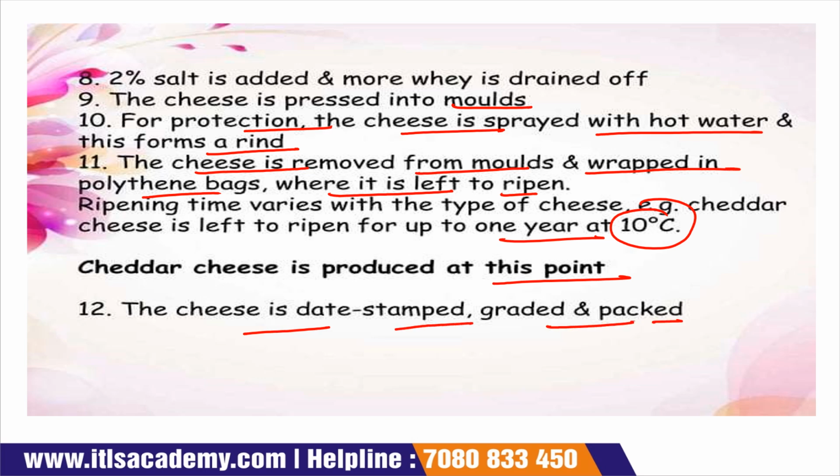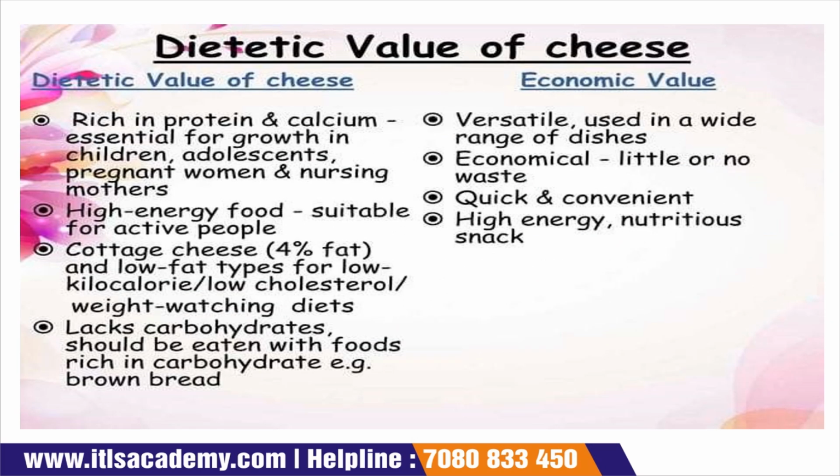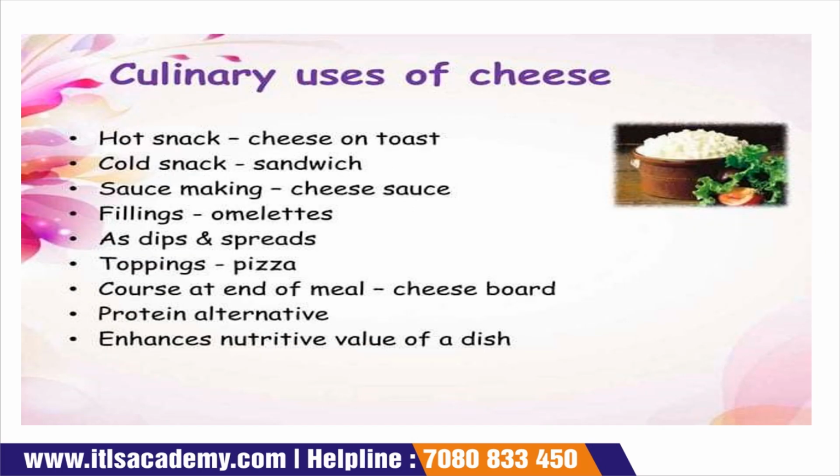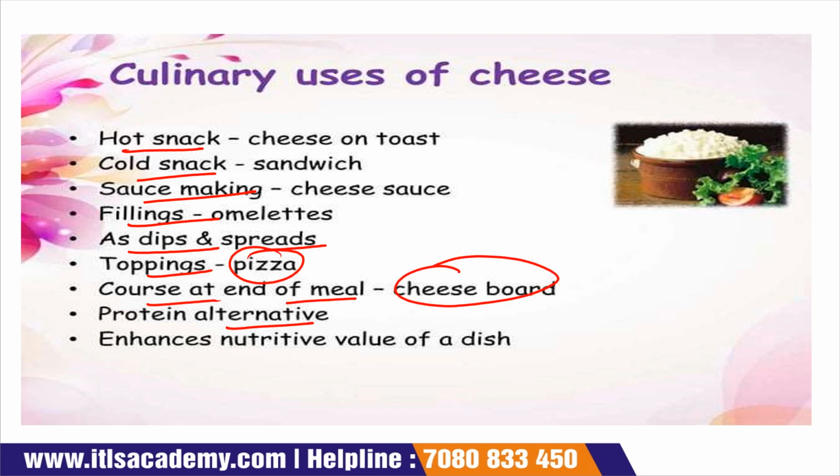Now the next one is the dietetic value of cheese. It is rich in protein, which I already told you. This slide is already discussed. Now the culinary uses of cheese: it is used in hot snacks, cold snacks, sauce making, fillings, as a dip and spreader, topping like your pizza, course at the end of the meal like a cheese board, as a protein alternative, and to enhance the nutritive value of the dish.